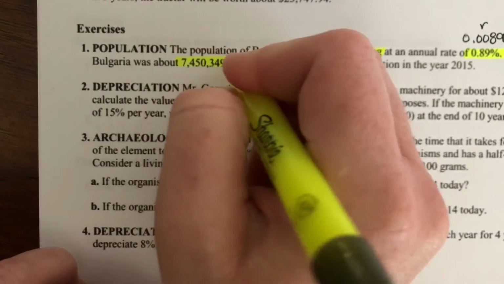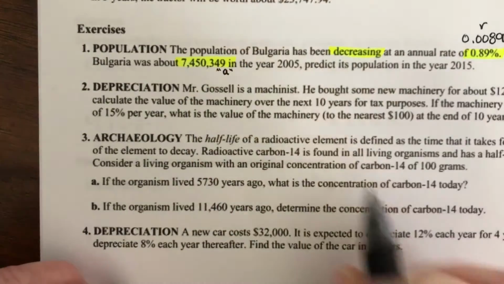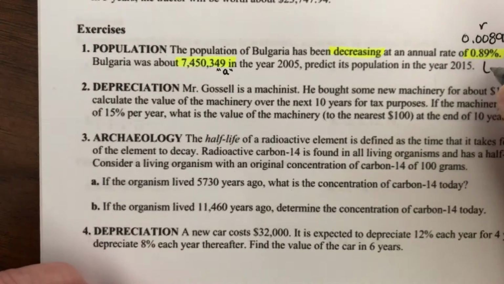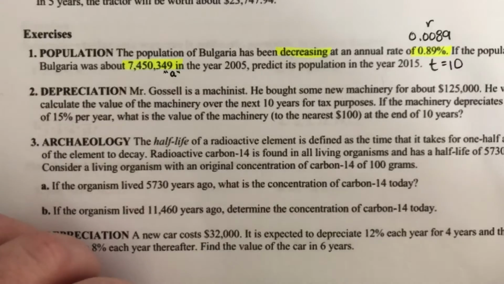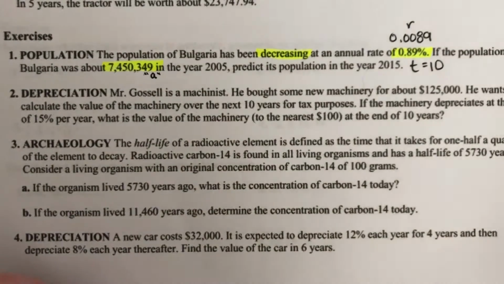If the population of Bulgaria was about 7,450,349 in the year 2005, this is our initial amount, predict its population in the year 2015. So that's 10 years later. So T is going to equal 10. So here's all our information. We know it's exponential decay, so we're going down.